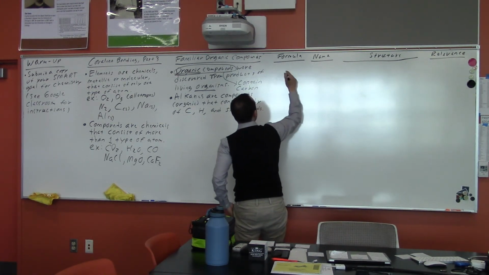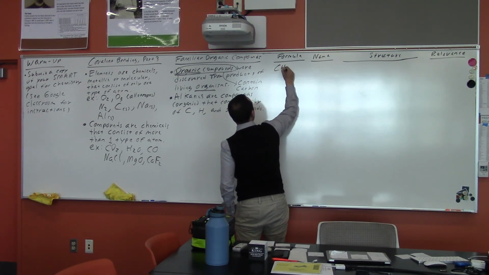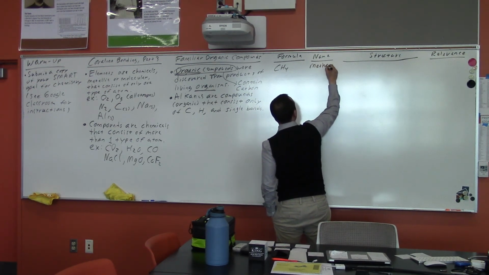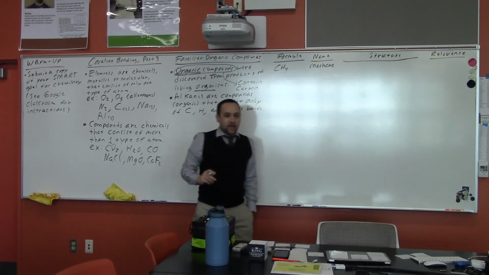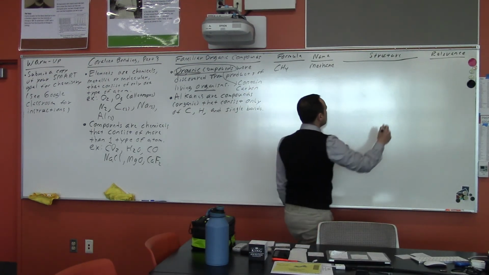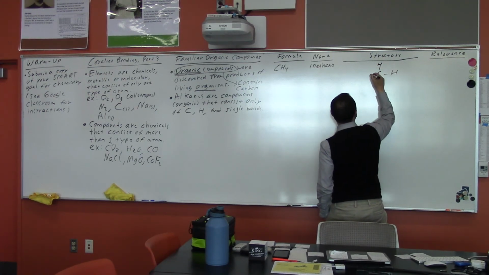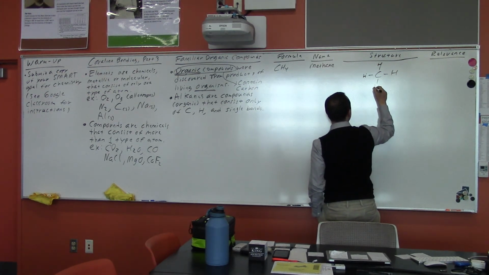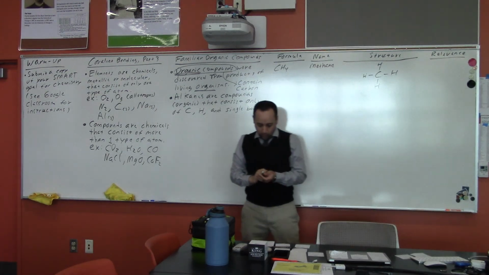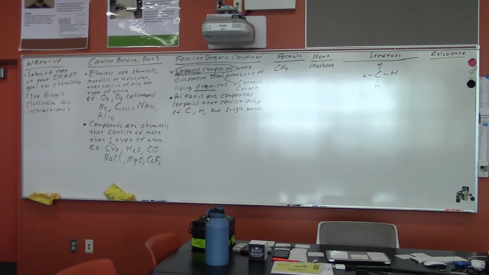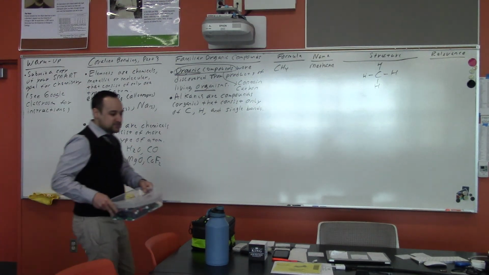So the first one has a formula of CH4, and it's called methane. And its chemical structure looks like this: C, H, H, H, H. And so if you write it on the board like that, it looks flat. You'd easily be forgiven for thinking that methane was a flat molecule. Methane's not a flat molecule. Methane's not flat at all.